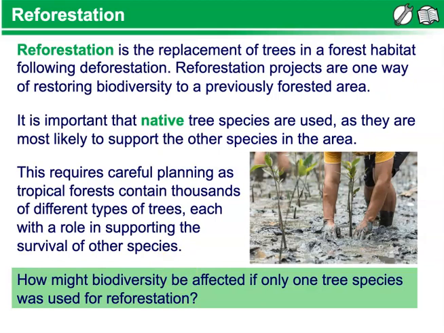A mixture of tree species is often needed for a reforestation project to succeed in increasing an area's biodiversity. If only one tree species is used, the new forest will be unable to support as many different species as if several tree species had been planted. This is because different species rely on different types of trees for resources such as food and shelter.